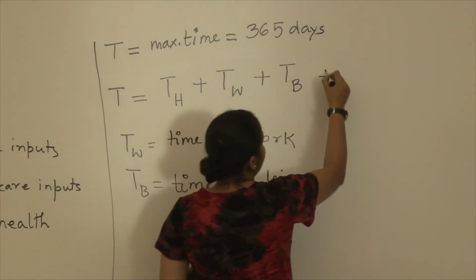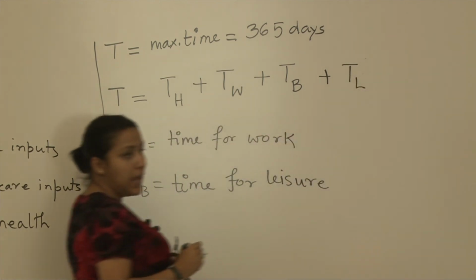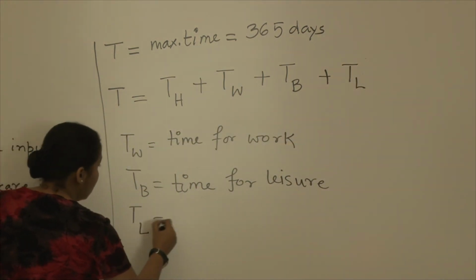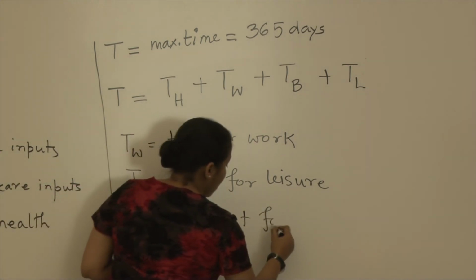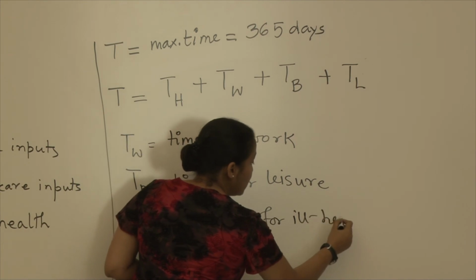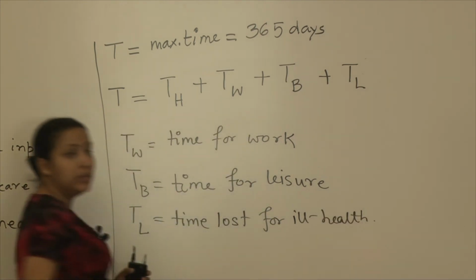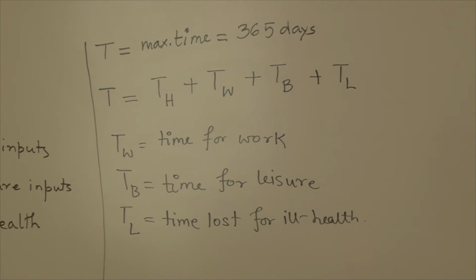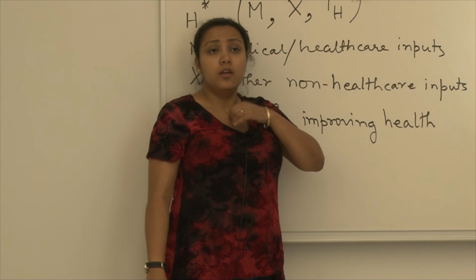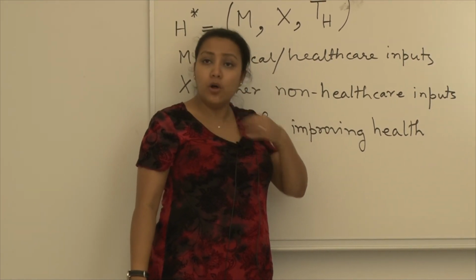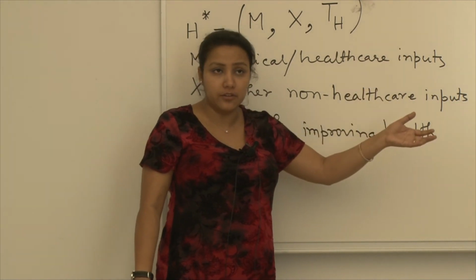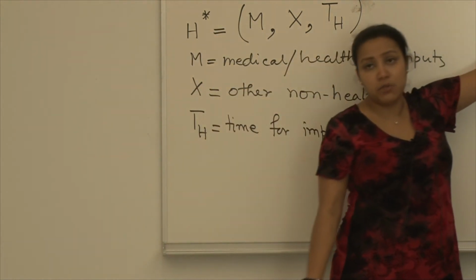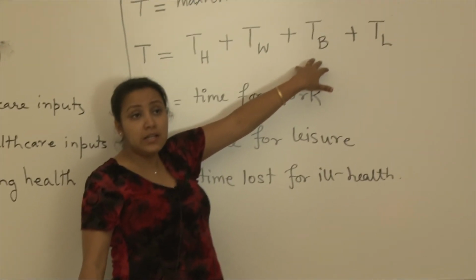And there is another element, that is TL, the time lost for ill health. So basically that's the time you are lying in bed not doing anything, if you are bedridden. So you can split time in that way. You have 4 categories, and you could think of other categories also, but usually all the different things that you can do with your time over 1 year, you can put them into one of those categories. So TW is basically the time that you go to work, TB is anything that is leisure.